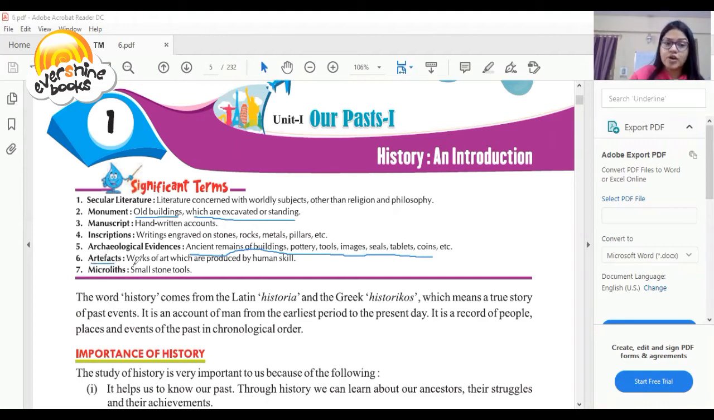Artifacts. What are artifacts? Works of art which are produced by human skill are called artifacts. What are microliths? Microliths are small stone tools. That is called microliths. So these are the significant terms. Let's discuss the chapter.